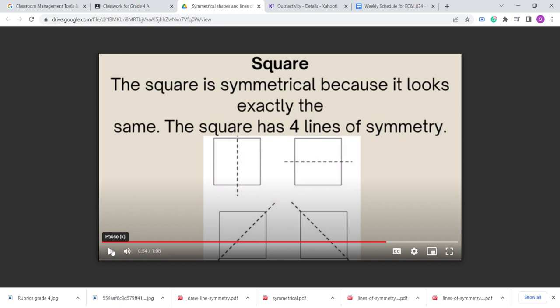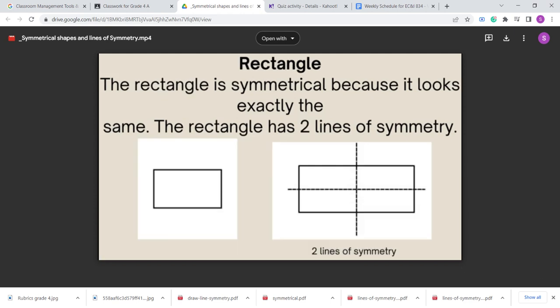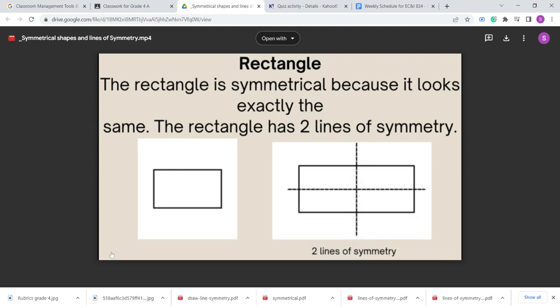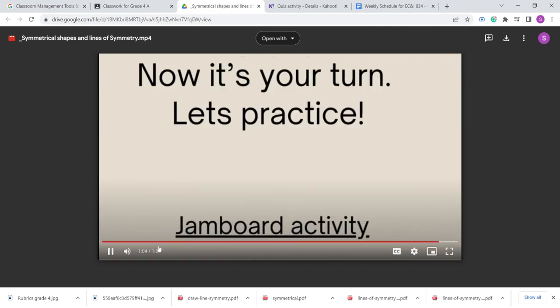For example, the square has four lines of symmetry. We can draw lines vertically, horizontally and diagonally. And here is the rectangular shape. Rectangle is also a symmetrical shape. And the rectangle also has two lines of symmetry.